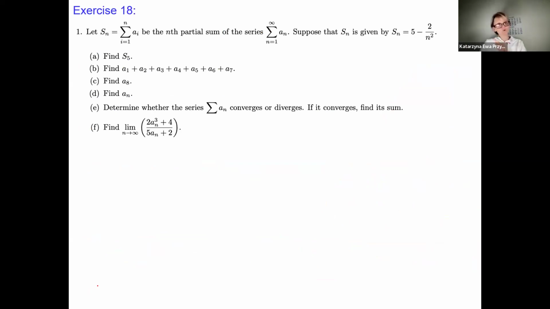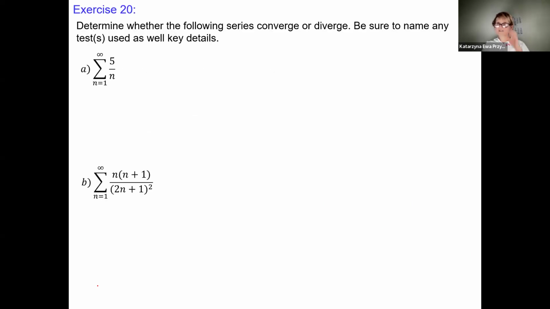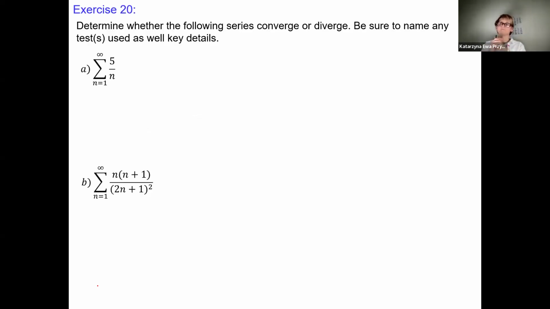Actually, I can leave it for you because it's identical. Yes, it's identical. Let me check. 19. This one is also identical to the one we did previously. Okay, let's just do 1, 2, 3, 4, 5, 6. Let's just focus on those because this one is identical to the true and false. I want you to do it. It's just different wording.